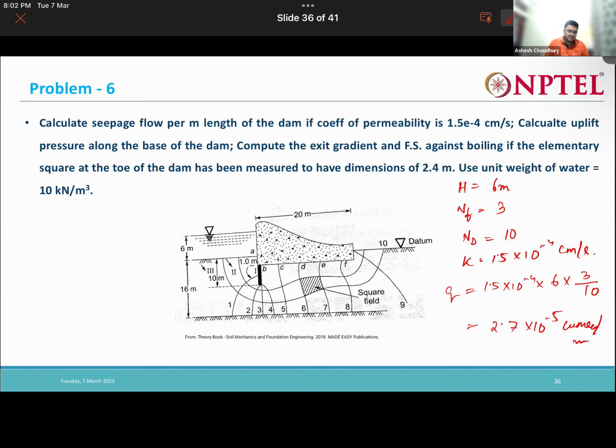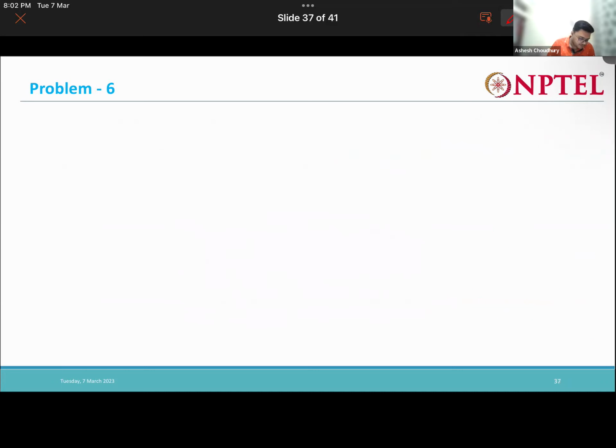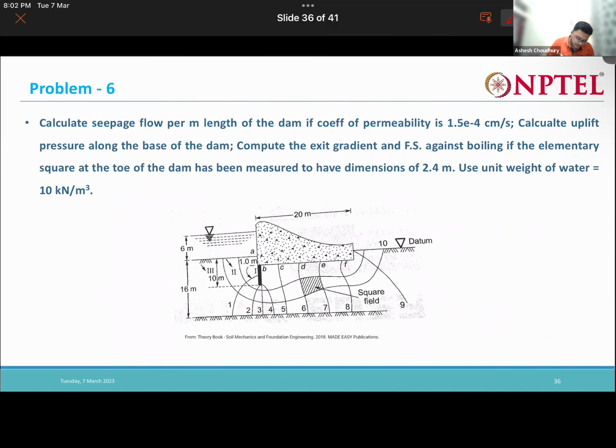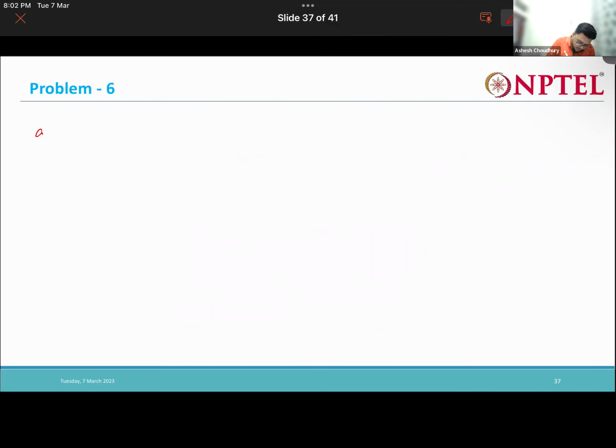Okay. Next is to calculate the uplift pressure along the base of the wall. Okay, so let us make a table for that. All the points, let me write here: A, B, C, D, E, F. Okay, so then we will have the number of drops.